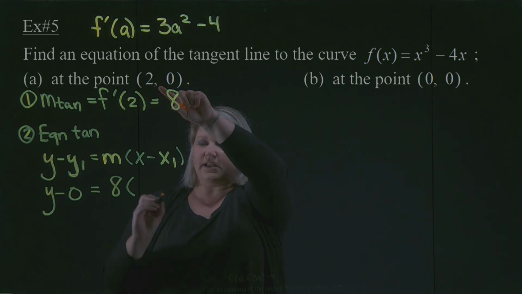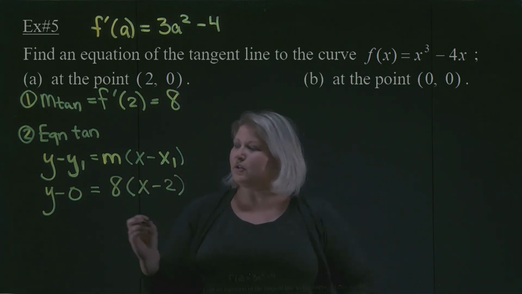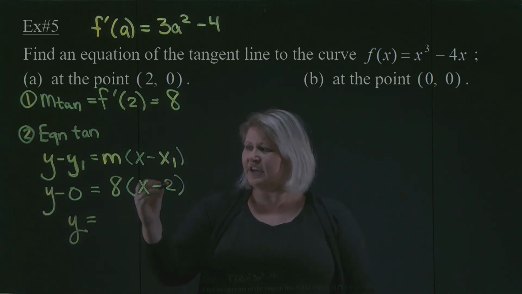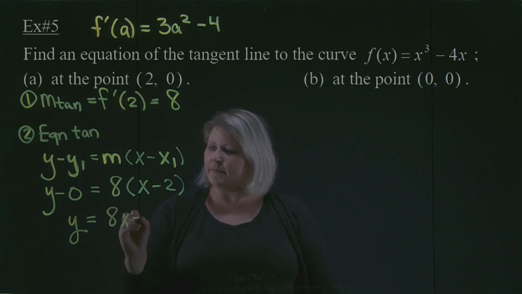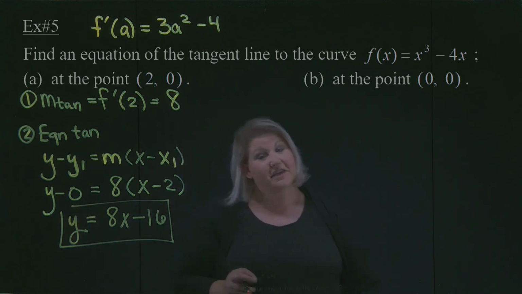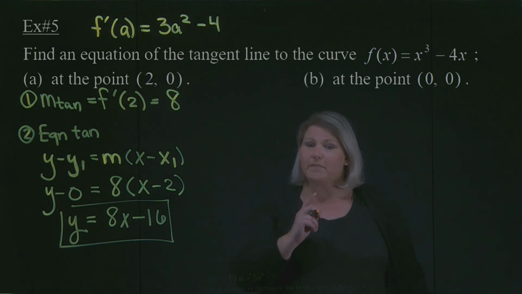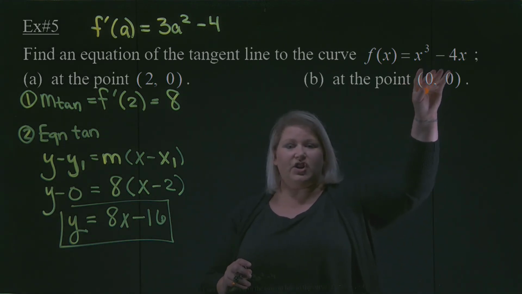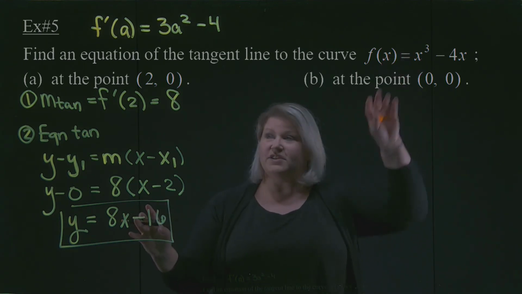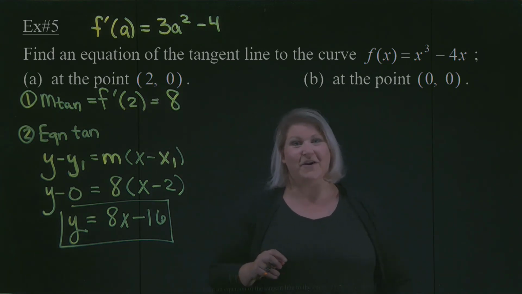And then my x coordinate is 2, so I'm going to get x minus 2. To find this equation, y minus 0 is just going to give me y. I just need to distribute this out, and I end up with 8x minus 16. This is going to be the equation of my tangent line at (2, 0). Remember, you can graph this function and then graph your tangent equation, see if they look like they're tangent to each other, and verify that they intersect at this point (2, 0).